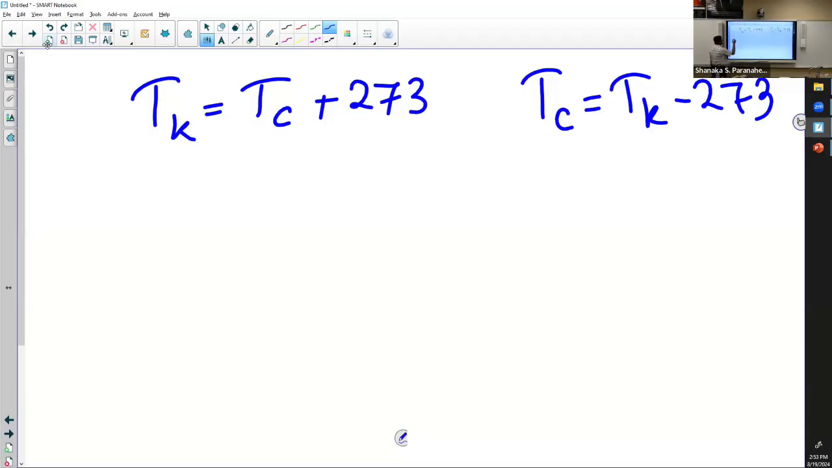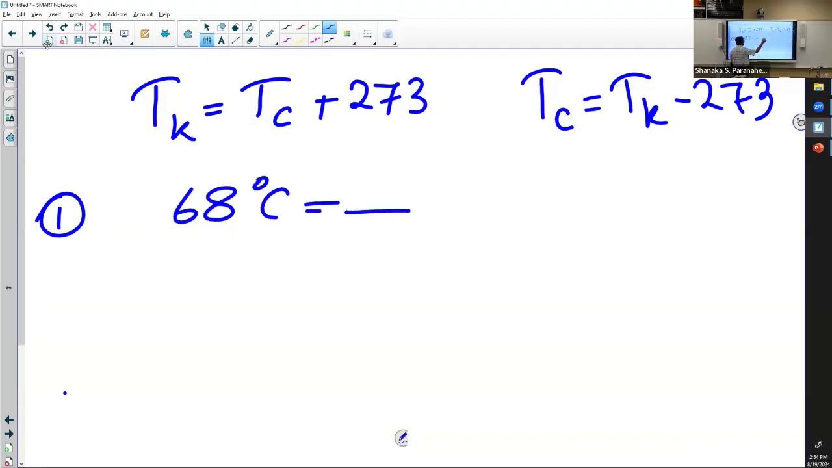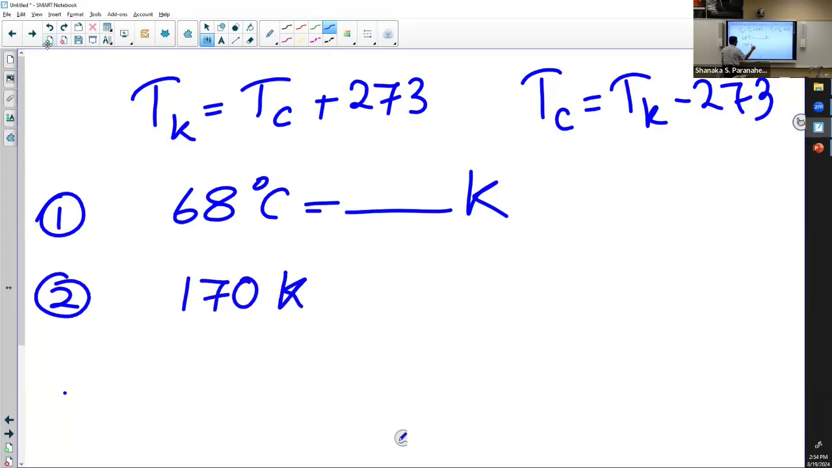As an example, you can find these two questions. What is the temperature in Kelvin equal to, let's say, 68 Celsius is equal to how many Kelvin? And 170 Kelvin is equal to how many Celsius?